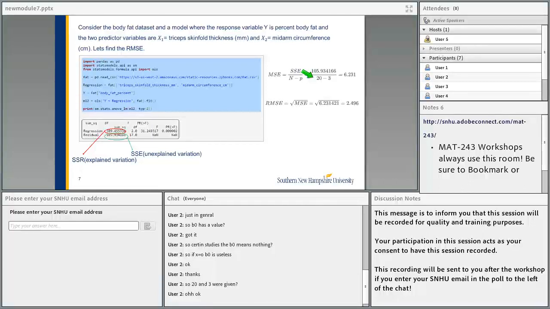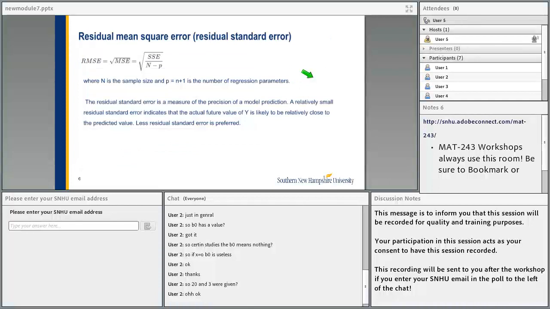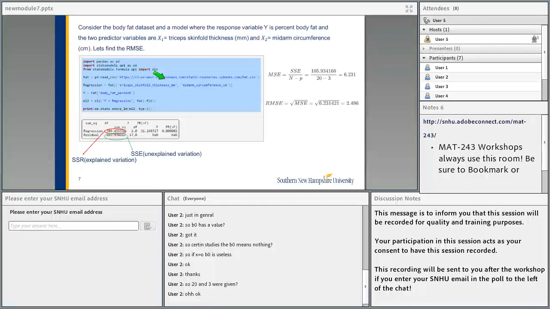P is the number of regression parameters plus 1. So in our example here, we have x1 and x2 as the parameters. So plus 1 would be 3. And then you just take the square root of that, it's 2.496. That's your residual mean square, mean standard error.